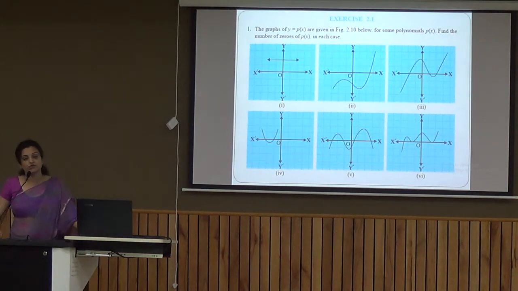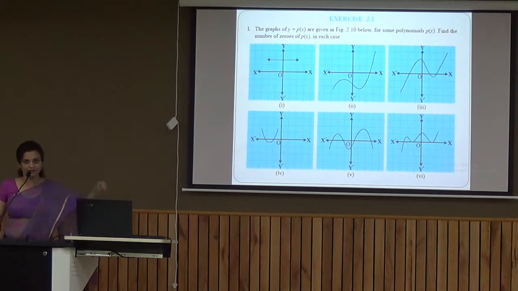Now this is exercise 2.1 of your NCERT, and let us solve that together. The first question says, graphs of y equal to p(x) are given below for some polynomials p(x). Find the number of zeros of p(x) in each case. You can take a second and see. The first part, yes, no zero. Second part, 1 zero. Third part, 1, 2, 3, 4.